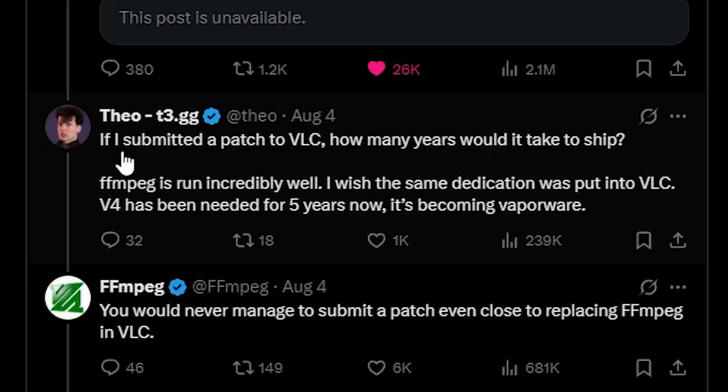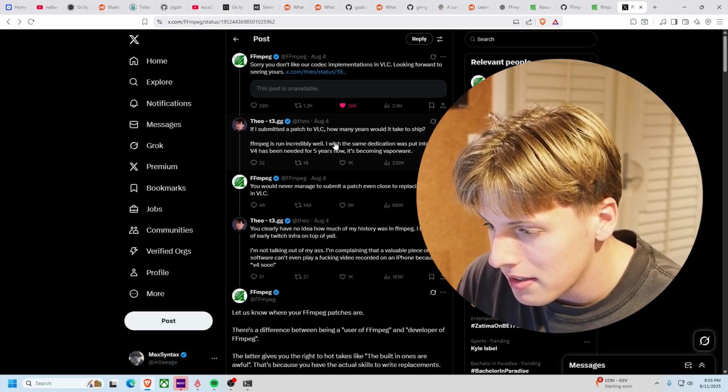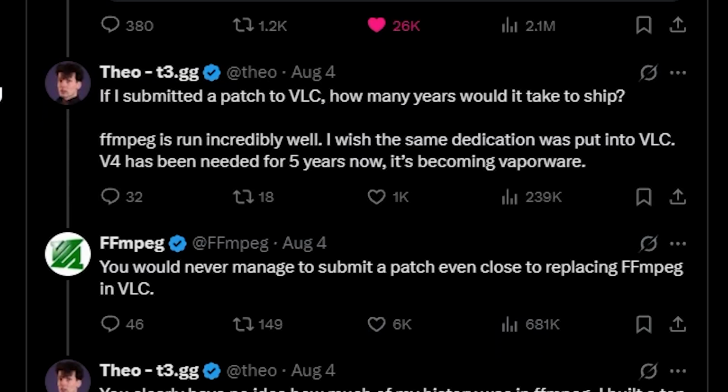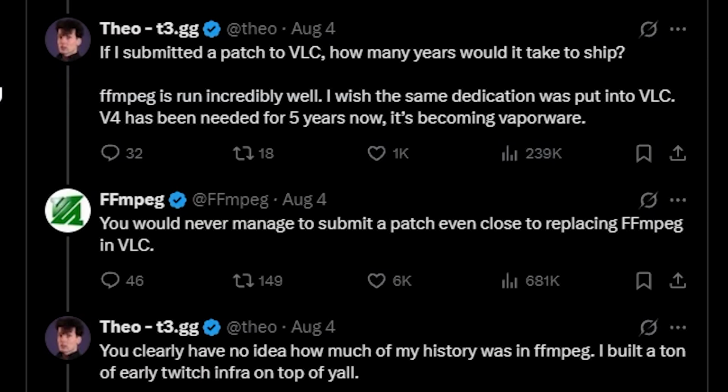And he says, if I submitted a patch to VLC, how many years would it take to ship? FFmpeg is run incredibly well. I wish the same dedication was put into VLC. V4 has been needed for 5 years now. It's becoming vaporware. You would never manage to submit a patch even close to replacing FFmpeg and VLC.